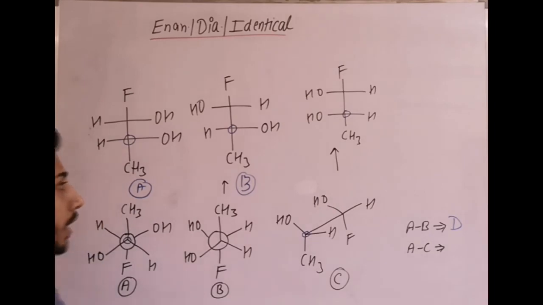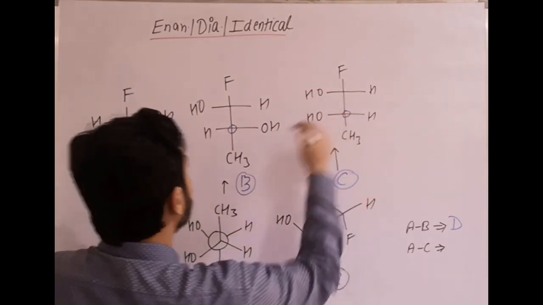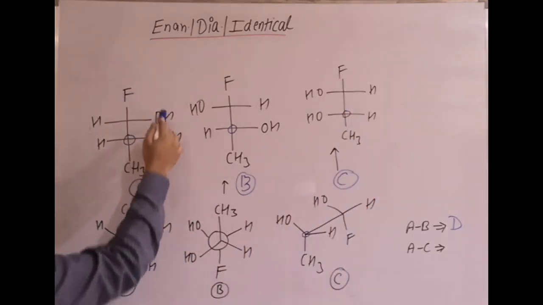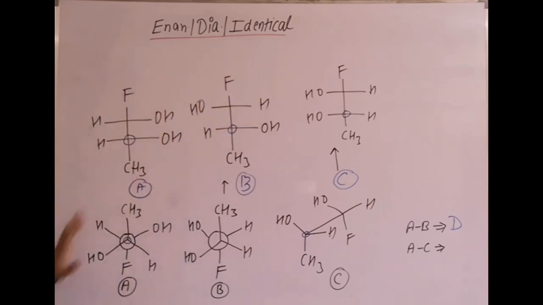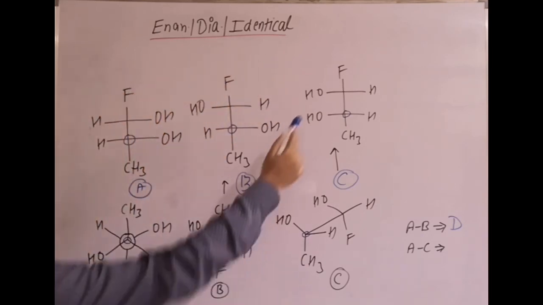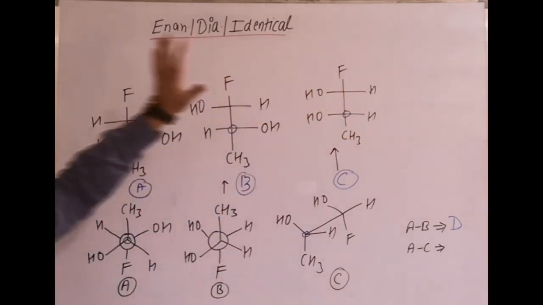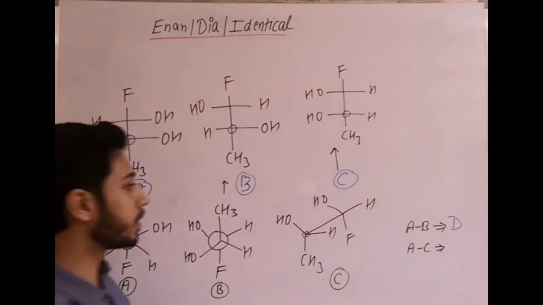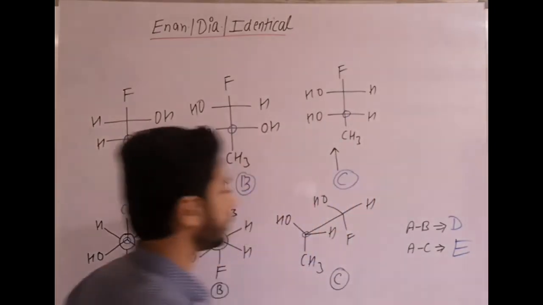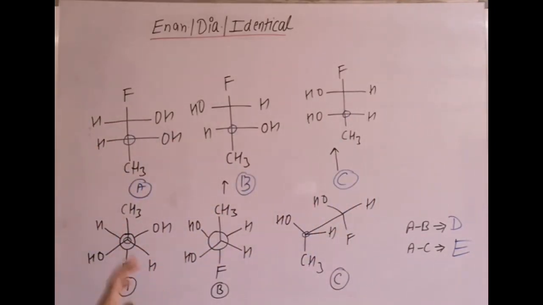Diastereomer. Now A and C: in A and C, you can see the arrangement of groups is exactly a mirror image of C, and they are non-superimposable. That means A and C are enantiomers. So you can try these examples again if you want, or do more examples from other study material. So that is the part on enantiomers, diastereomers, identical structures, how to find them, and how to convert Fischer into Newman or Fischer into sawhorse. Thank you.